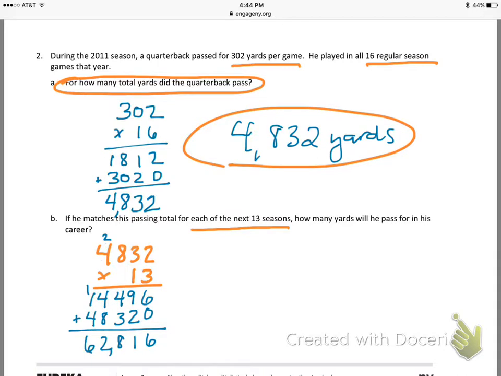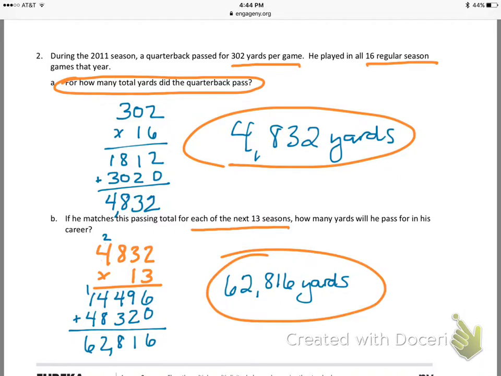So for his career, he would have 62,816 yards. I always like to circle my answer just to make it really clear what my final answer is.